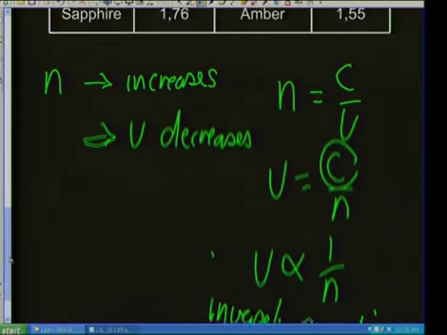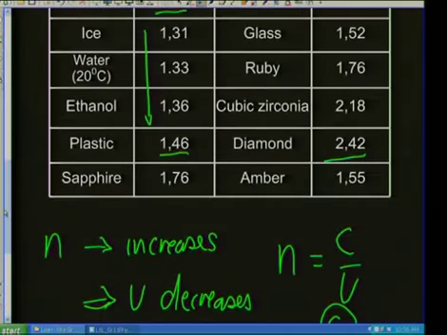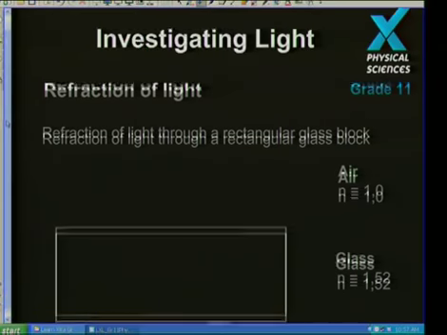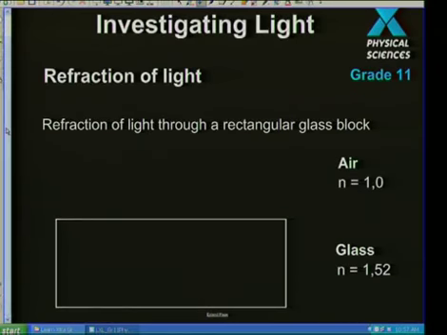Excellent. We will move on from that and we'll look at some examples now to show what happens when light enters different objects. And we are taking for granted that these are transparent objects where refraction will take place. So what's the first example we want to look at? We want to look at the refraction of light through a rectangular, you need to know this, a rectangular block. In our case, it's a glass block.